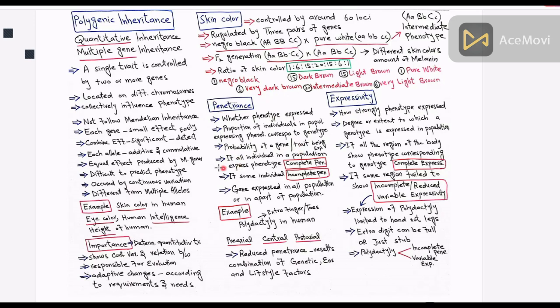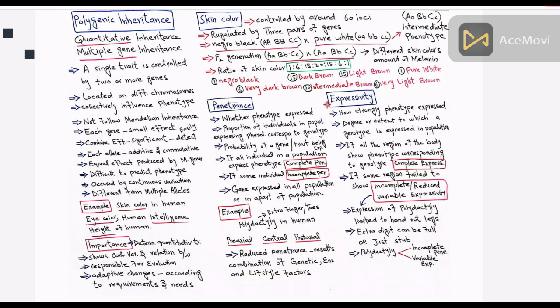There are two types of penetrance. If all individuals in a population express the phenotype, it is called complete penetrance. But if only some individuals in a population express the phenotype, then it is called incomplete penetrance. In other words, the gene is expressed in all of the population or in a part of the population. An example of penetrance is the polydactyly condition in humans, in which extra fingers or toes appear. Polydactyly may be preaxial, central, or postaxial. Reduced penetrance is not a simple phenomenon. It is basically the result of a combination of genetic, environmental, as well as lifestyle factors.